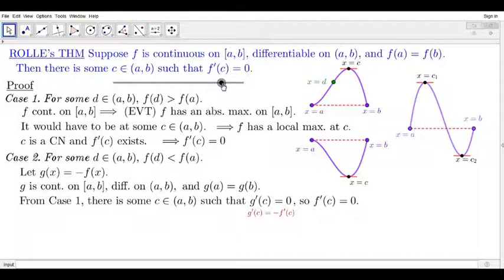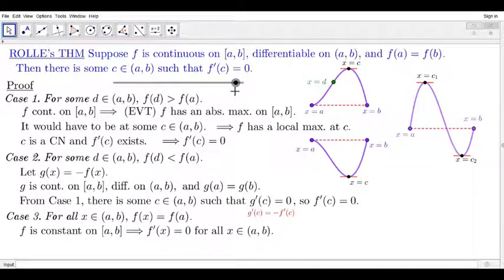The only way that could happen is if the graph would be a horizontal segment. In other words, f of x is equal to f of a, it doesn't matter what x is, how it's chosen between a and b. The output, the y coordinate, would be the same as at a anyway. But then in that case, if f is constant on that closed interval, then the derivative is 0.